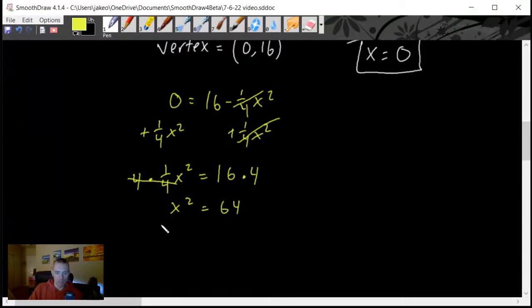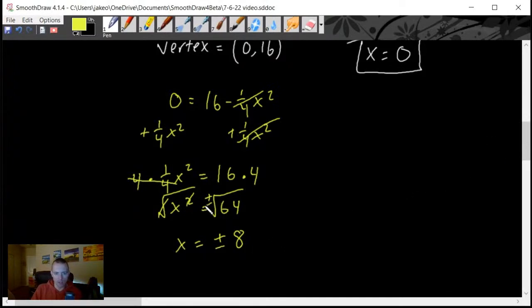And then we will take the square root. We actually have to take the positive or negative square root of both sides. So that'll cancel with the squared. And we get x equals plus or minus square root of 64 is 8. So plus or minus 8. So basically we have 2 different x-intercepts at x equals -8 and x equals +8.